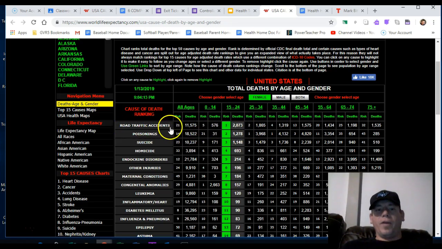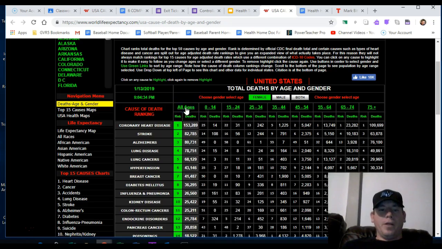So you can see motor vehicle accidents or road traffic accidents, 2,000. So almost double what's next, which is actually poisonings and then suicide. And you can go down there and see the difference. But again, it's an identification of how important it is to make smart decisions behind the wheel because of how many accidents happen. And then we'll click on all ages, and you'll see heart disease is number one, and it's significantly higher than the next one as it goes down.